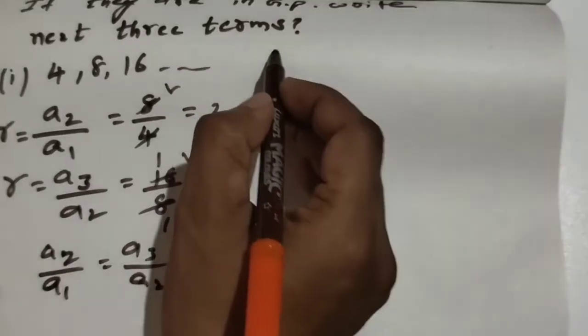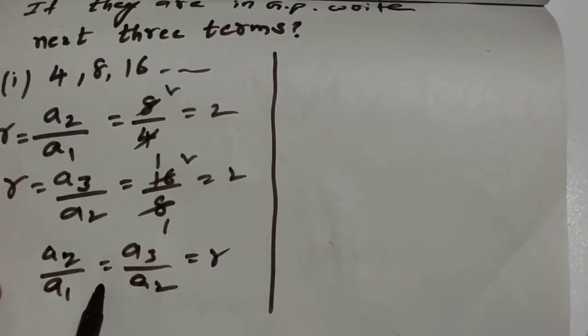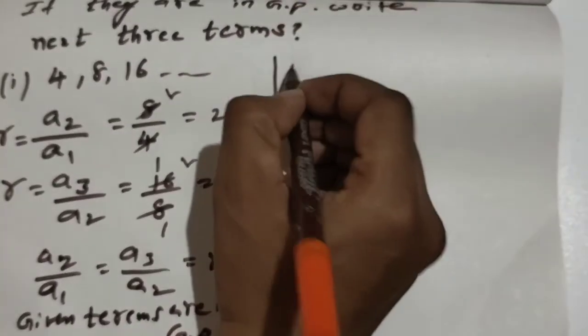So definitely the given progression is a GP. Why? Because here the ratio is common. So that's why the given list is a GP. So the given terms are in GP. Now let us see the next one.